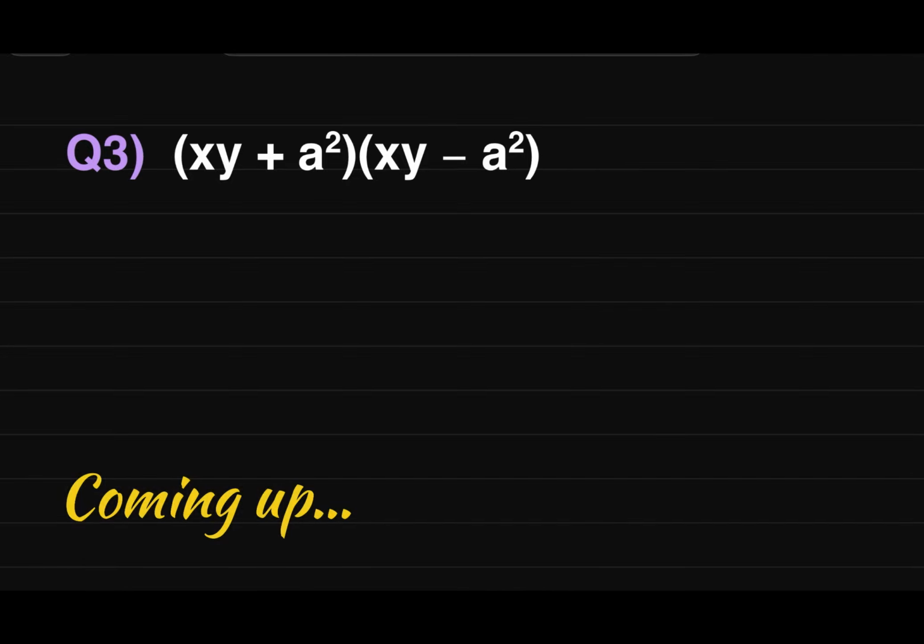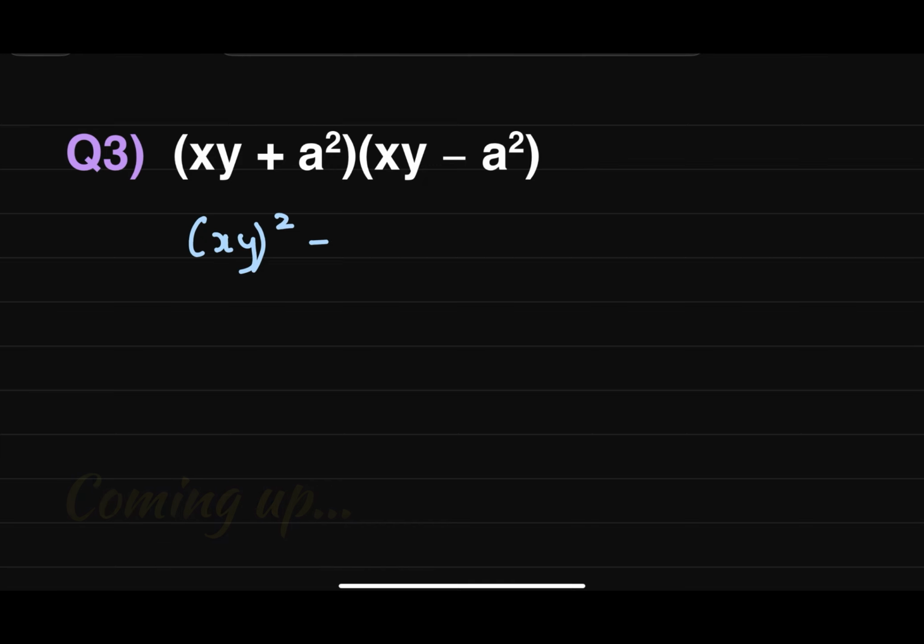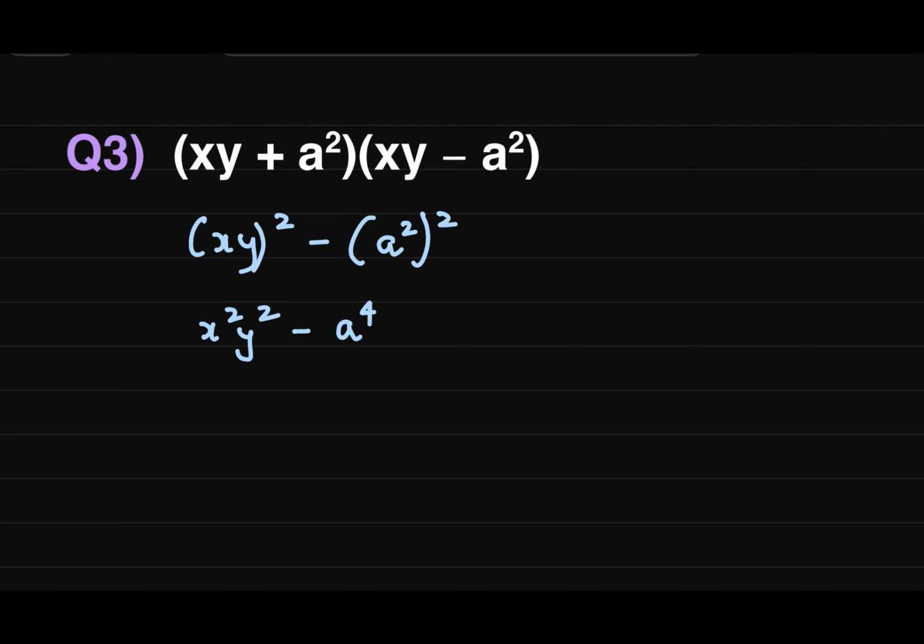Okay, now look at question number 3. First, the three things that you will look at: xy is the same, a square exactly the same, and 1 plus and 1 minus. Square xy minus square a square. Okay, x square y square minus a raised to the power 4.